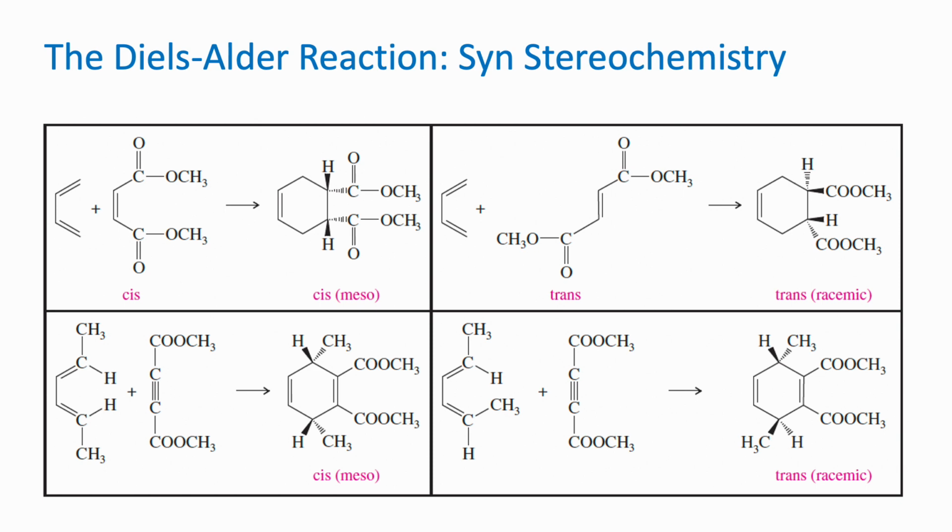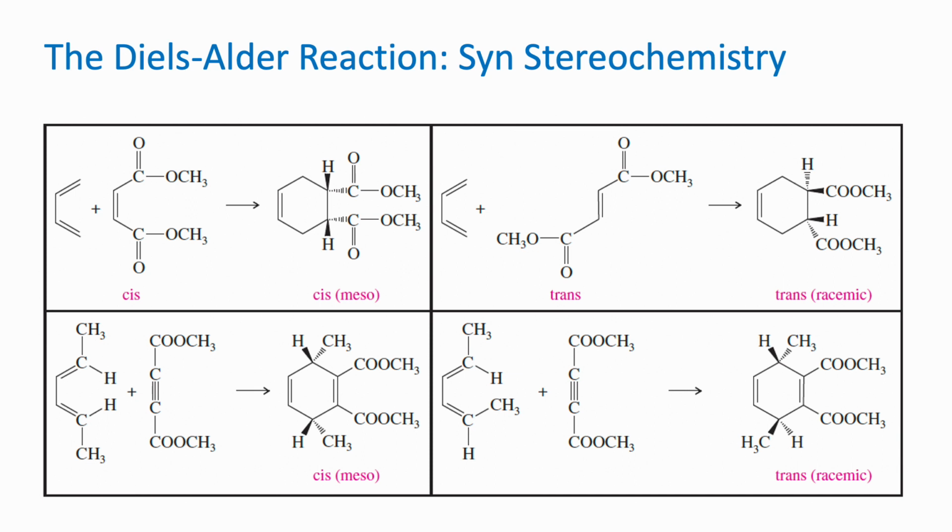So notice how our product in that reaction is trans. One of the esters is a dash, the one on the bottom, and one of the esters is a wedge, the one on the top, because our starting material had a trans double bond and those groups were on opposite sides of the double bond. They're also going to end up on opposite sides of the product. So we'll get one ester group that's a wedge and one ester group that's a dash.